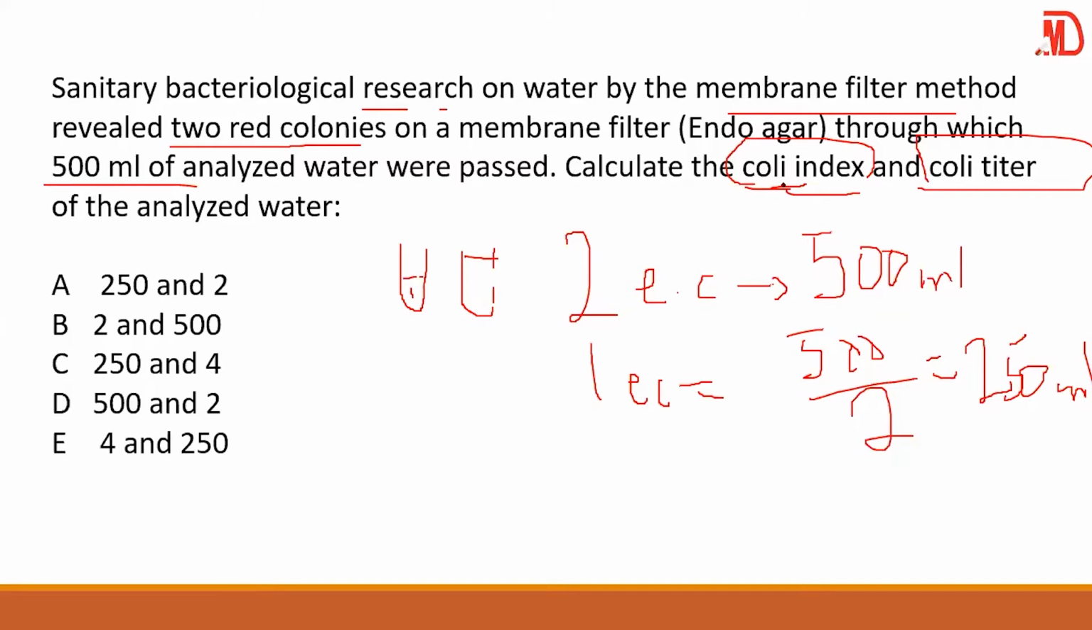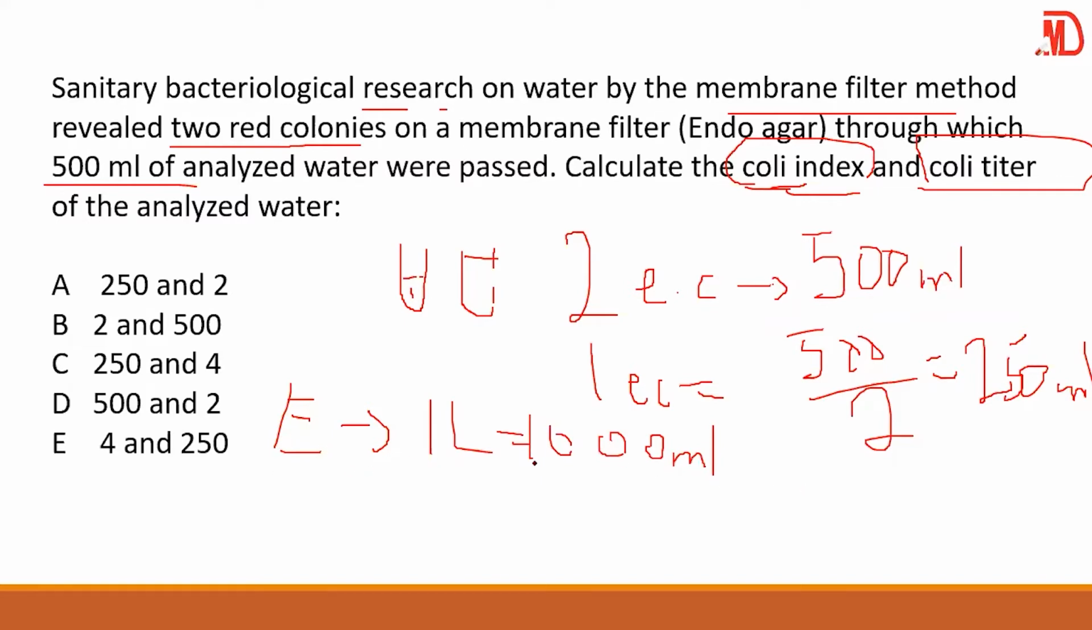And we said the coli index is the amount of what? The amount of E. coli in what? In 1 liter. The amount of E. coli present in 1 liter of water. And 1 liter of water is the same as what? 1,000 mils. So 1 liter is the same as 1,000 mils.